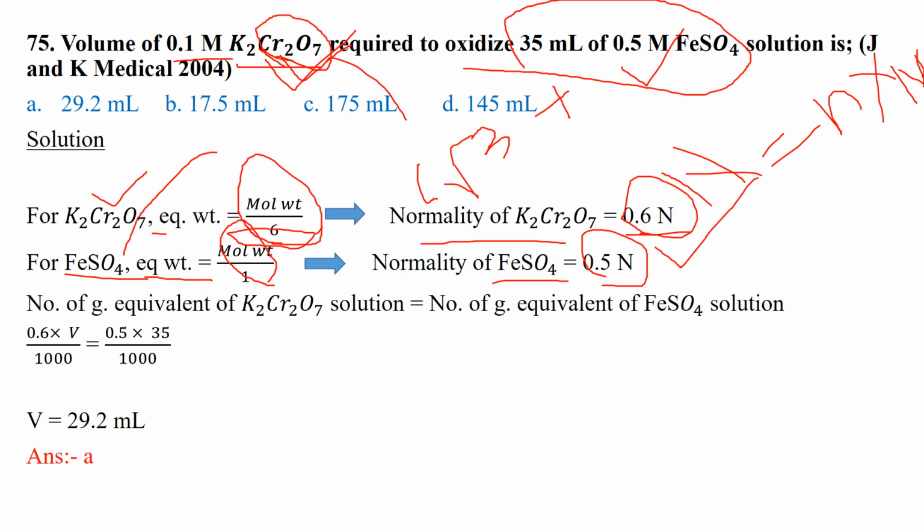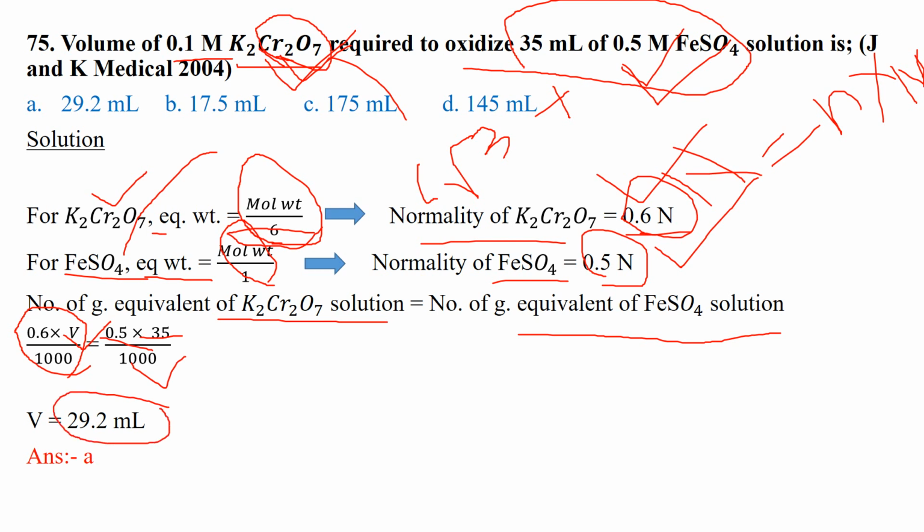Very important question. Go through the concept of equating number of gram equivalents. Number of gram equivalents of potassium dichromate is equal to the number of gram equivalents of ferrous sulfate. Then 0.6 into V, where V is the volume of the potassium dichromate solution, 0.6 is the normality, and 0.5 is the strength of ferrous sulfate in normality, into 35 as the volume divided by 1000. Answer will be 29.2 milliliter. Answer is A. This question is very important.